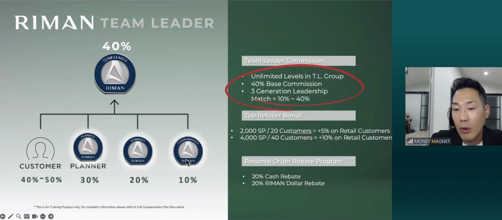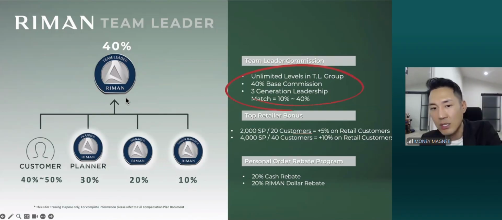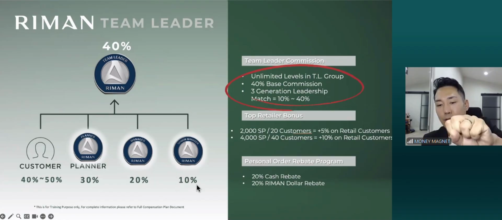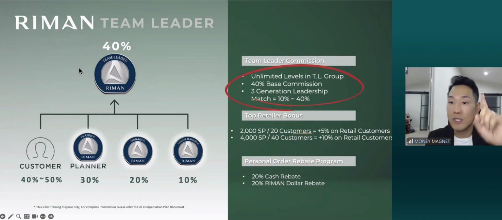If I promote a senior manager, that person gets 30%, I make 40, there is a 10% difference of a spread. So whatever transaction happens, he gets 30% on that transaction. I have a 40% override and that difference is 10%. That remainder 10% rolls up to the team leader.